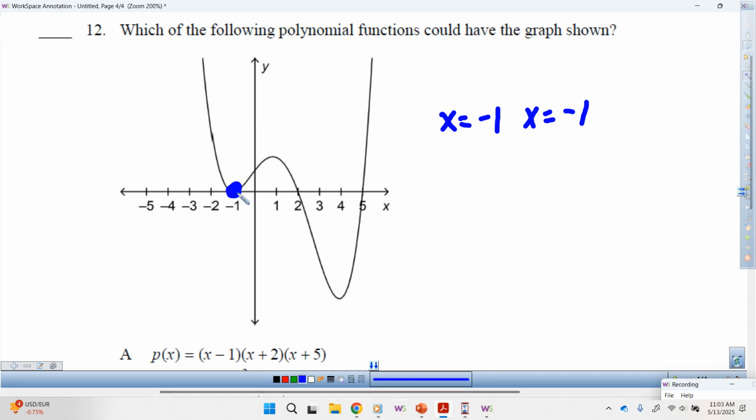Once again, tell your neighbor why I wrote it twice. Remind your neighbor, why did I write -1 twice? Because the graph is doing what? It's bouncing off of that number. What other number do they give us? x equals 2. And the last one is x equals 5.